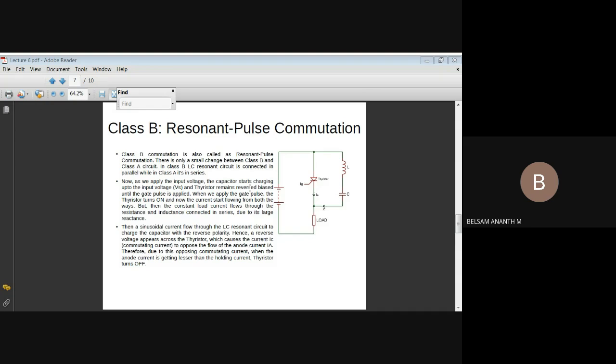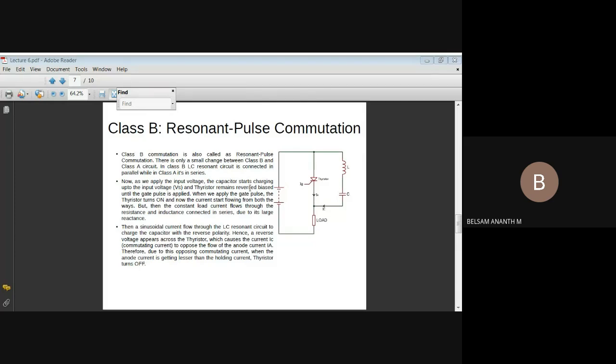Next one is class B, called resonant pulse commutation. Resonance, I told you, is when inductive reactance and capacitive reactance are equal, and my applied voltage and current are in phase; then it is called resonance. I think from school onwards, you might have learned about physics fundamentals. You might have learned about resonance and all those things, series resonance, parallel resonance. You might have done some laboratory work also. Okay, leave it. Now here, your L and C are connected in parallel to your thyristor. In the earlier case, they were connected in series.